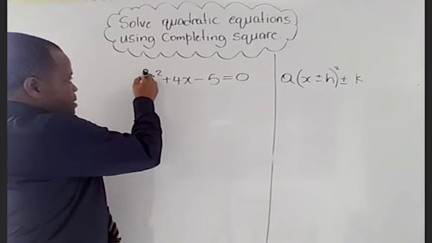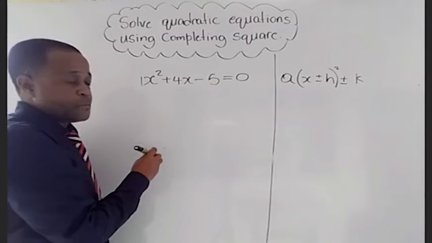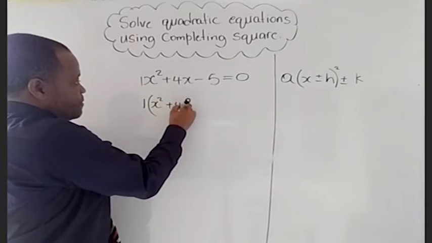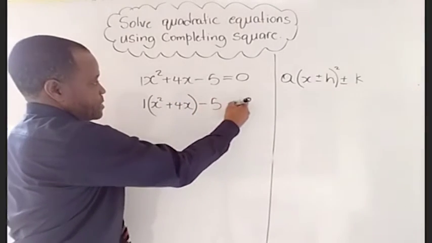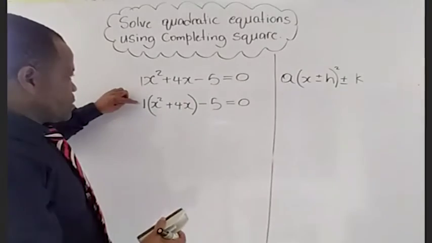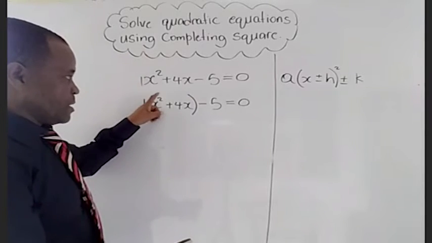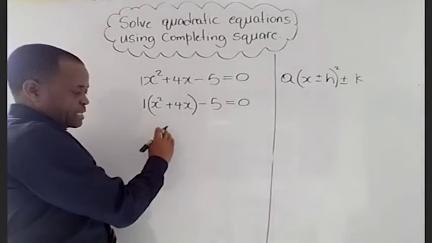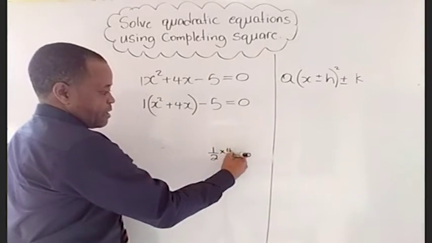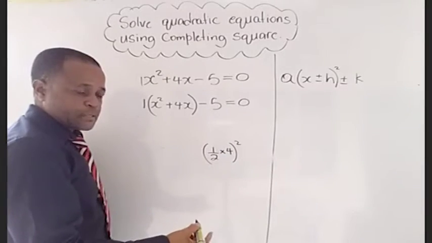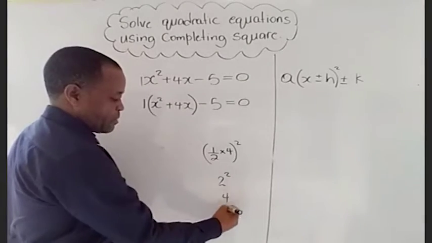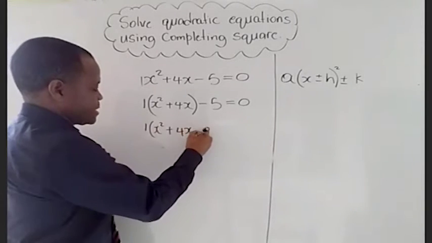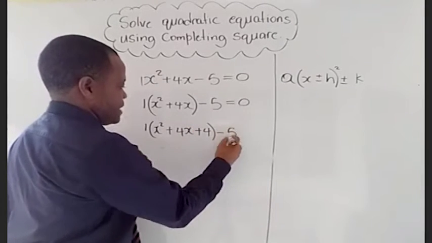So let's put the 1 there. I want all of you to now look at what is happening. We put the 1 there, so we have taken out 1, it won't really affect it. So we have x squared plus 4x minus 5 equals 0. Notice here, 1 divided into x squared will give me x squared. 1 divided into 4x will end up giving me 4x minus 5. Now the next step is to find half of the coefficient of x and then square it. Half of 4 will give me 2. When I square it, I end up getting 4. So 1 into x squared plus 4x plus 4 minus 5.